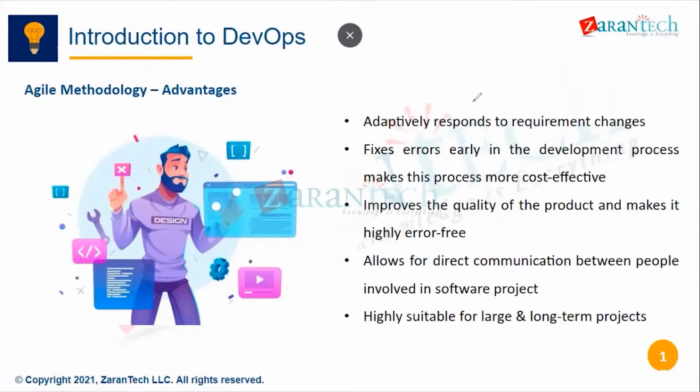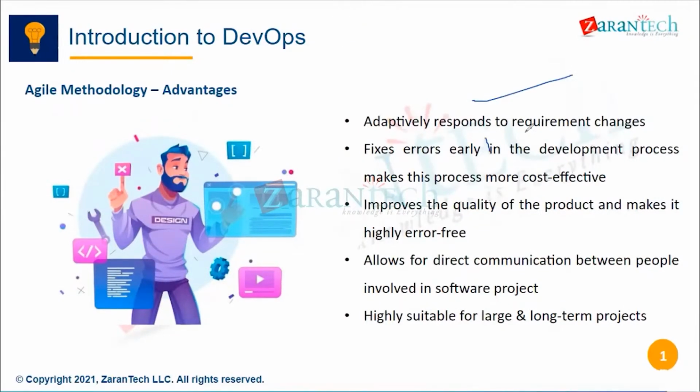Agile has advantages: adaptability, fixes errors early, that's what I said, improves the quality. Smaller releases mean less risk of failing the product overall. It's just like dividing the product into small things and then going step by step, right? Yes.